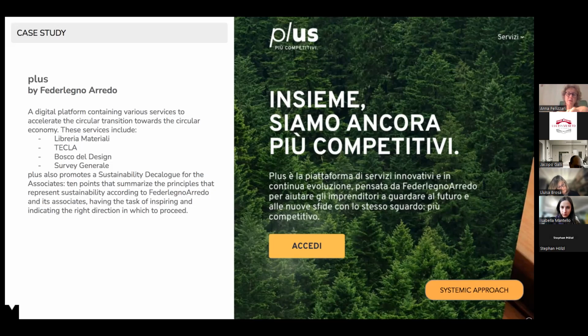This project is also connected to another project to build a supply chain for furniture recycling, which is being discussed also with the ministry, clearly, not just with Federlegno. We will talk about that in the next module. And it is an example of a systemic approach.